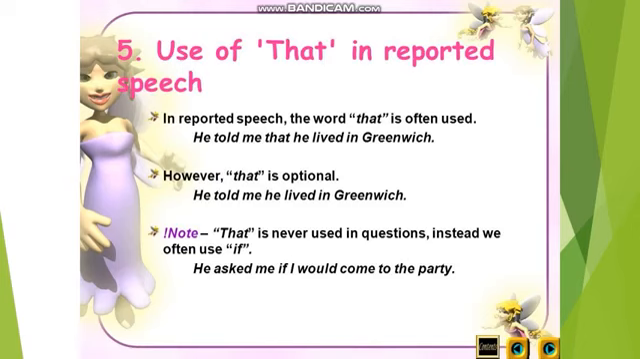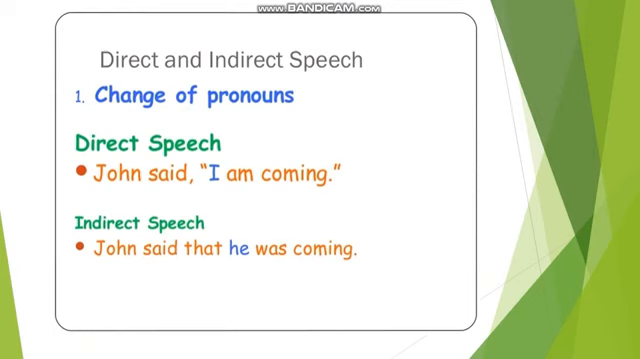For example, he told me that he lived in Greenwich. However, "that" is optional. He told me he lived in Greenwich. "That" is never used in questions. In indirect speech, these rules are followed. Personal and possessive pronouns are replaced according to the meaning.